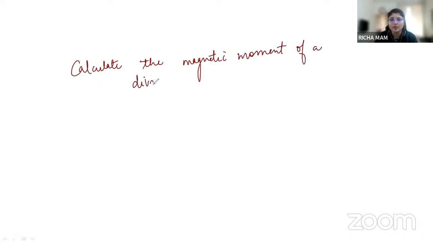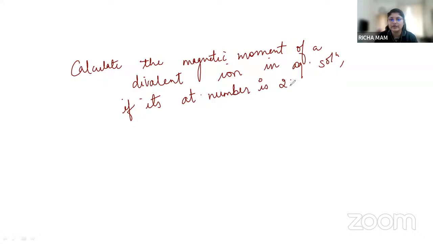So calculate the magnetic moment of a divalent ion in aqueous solution if its atomic number is 25. Give me the answer for this. How will you solve this? I want the answer.